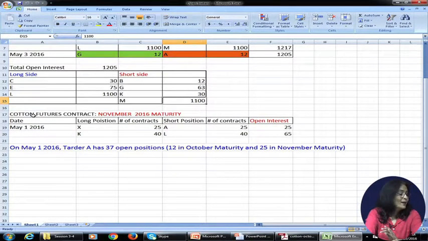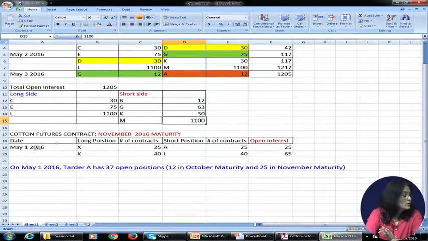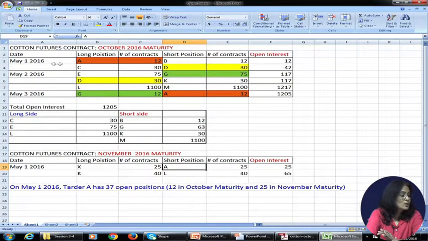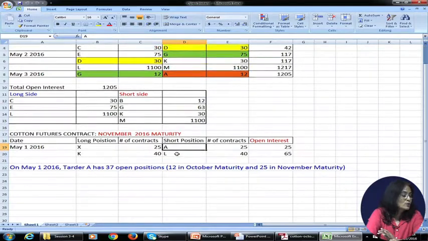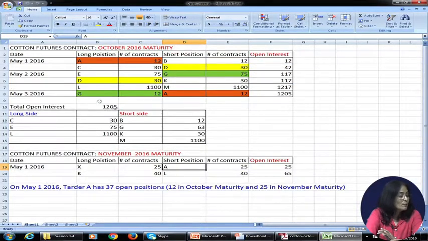So let's say for a specific trader, suppose on May 1, X took a long position on 25 contracts and trader A took a short position in 25 contracts. So please ignore this, this is not the same. A is not here. So you are another, or it could be the same.